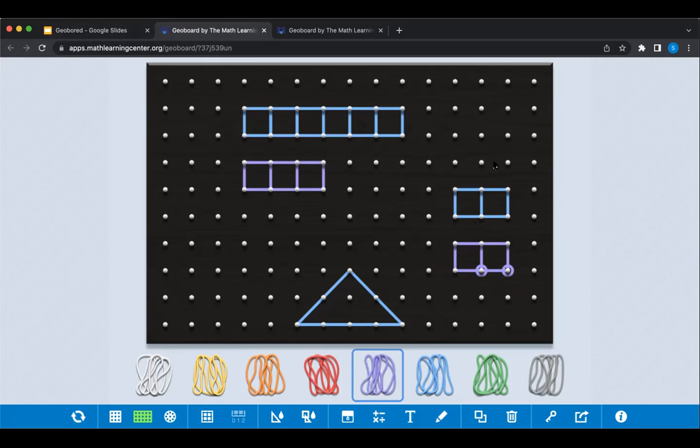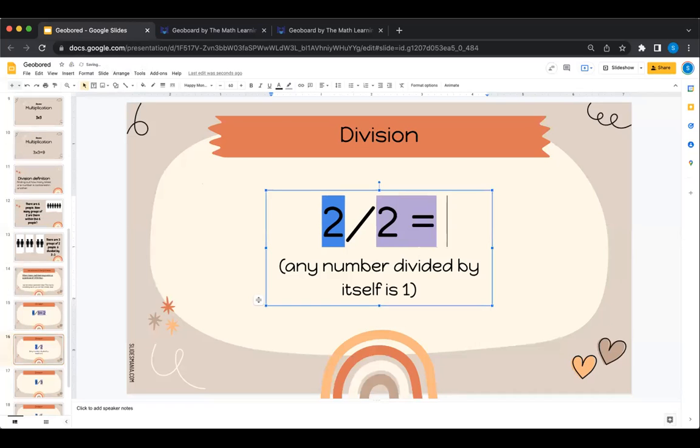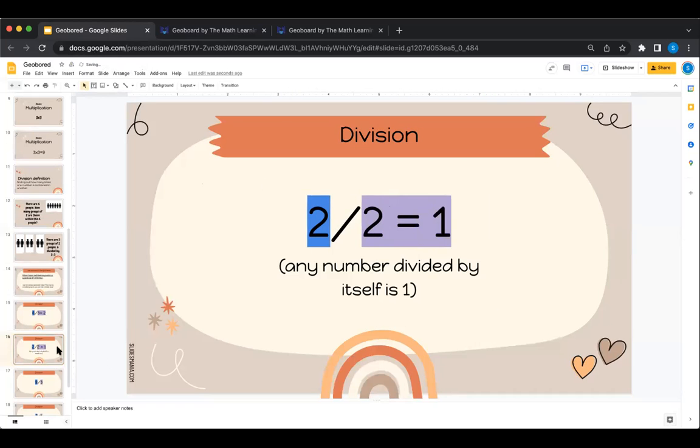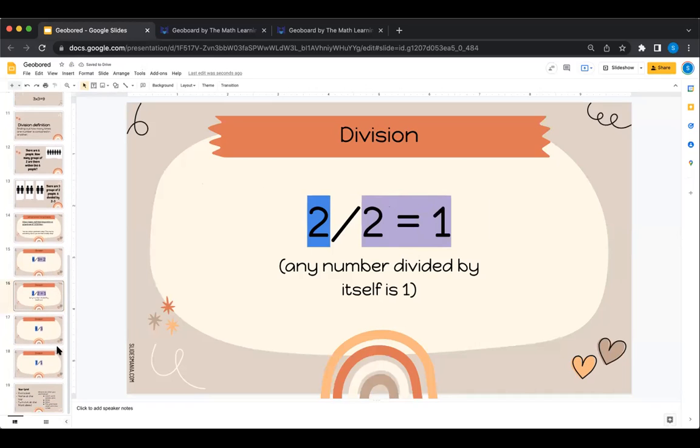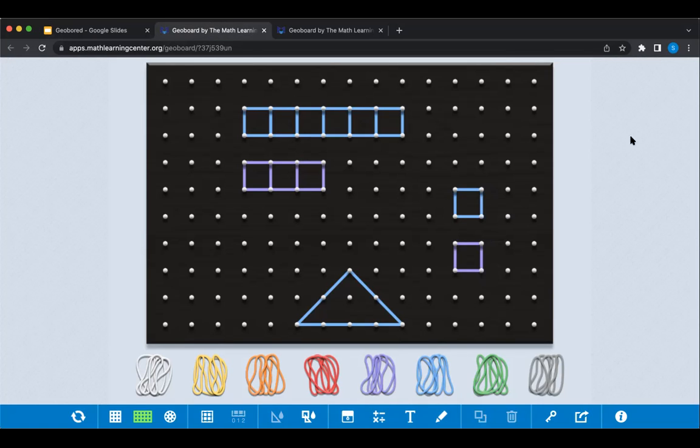So if we were trying to do this problem with just 1 divided by 1, what answer would we get? If it's 1 divided by 1, what are we going to get? 1, because this 1 purple square fits into this 1 blue square 1 time. Awesome job, my friends. So 2 divided by 2 equals 1. It'll always equal 1.